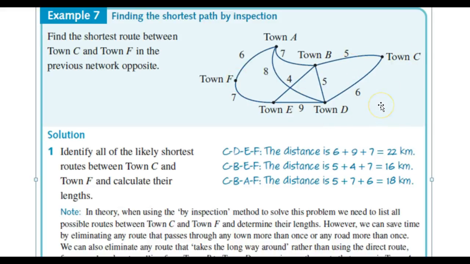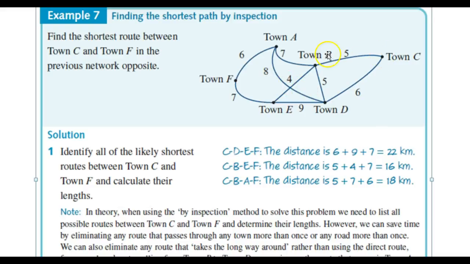So here we have that one from our notes. Now first of all, we identify all the likely shortest routes from town C to town F, and we work out their lengths. So the first one, C, D, E, F, is 6 plus 9 plus 7, 22 kilometres. The next one, C, B, E, F, is 5 plus 4 plus 7 is 16 kilometres. And the next one, C, B, A, F, is 5 plus 7 plus 6 equals 18 kilometres.